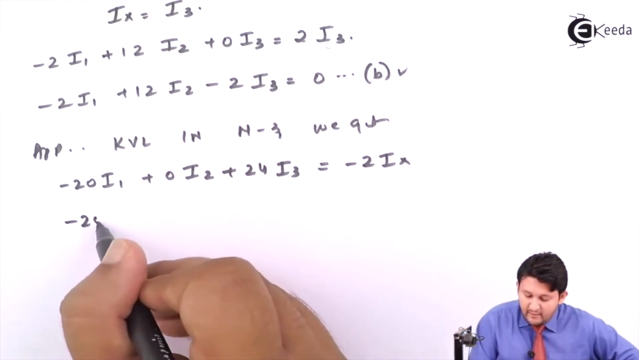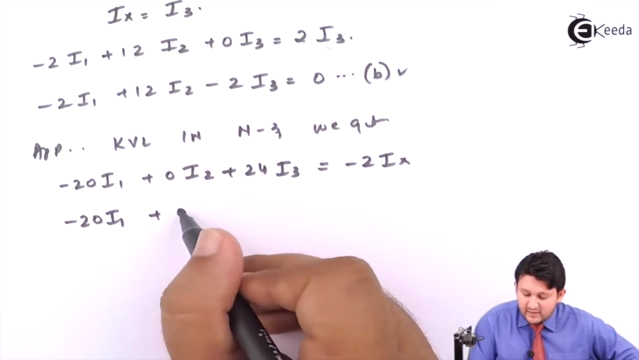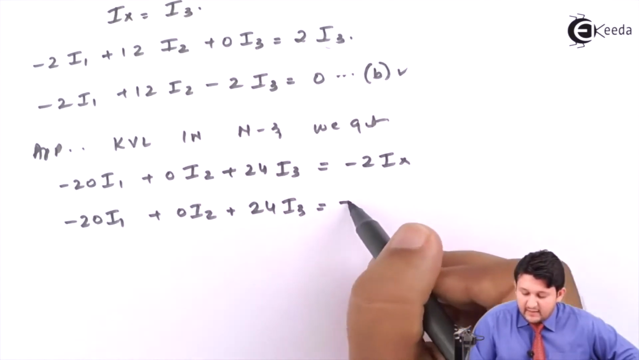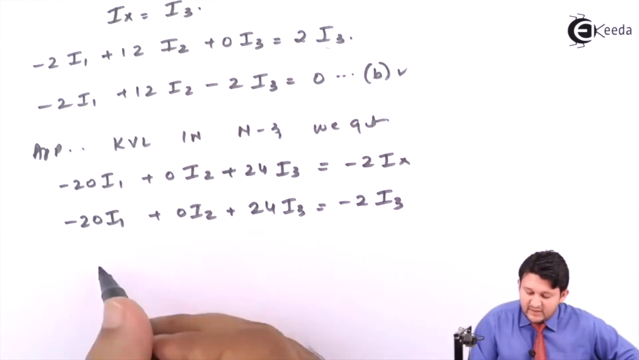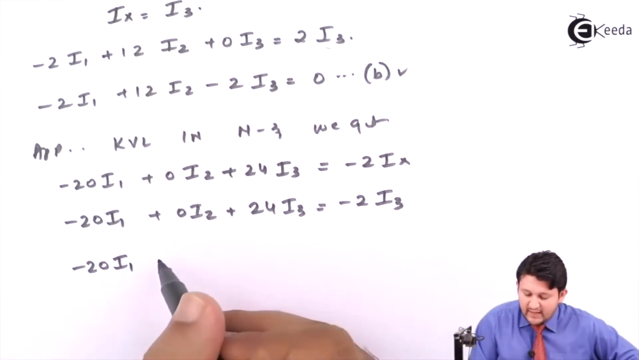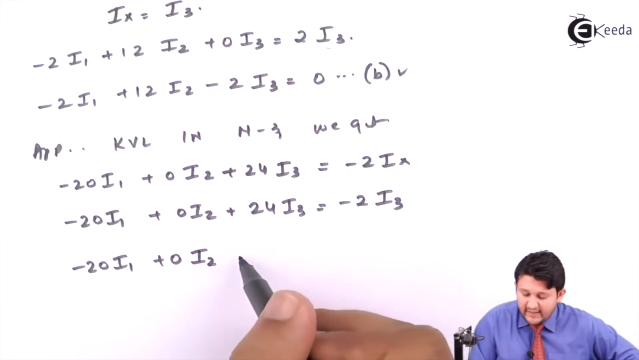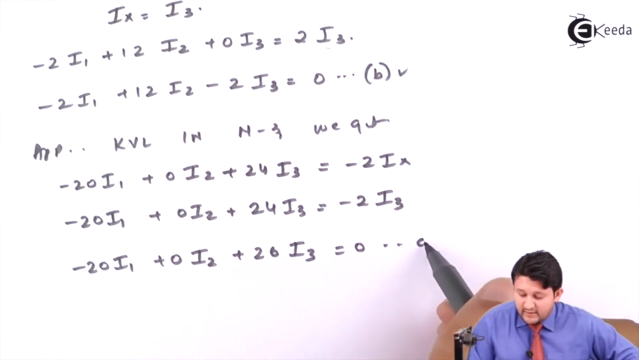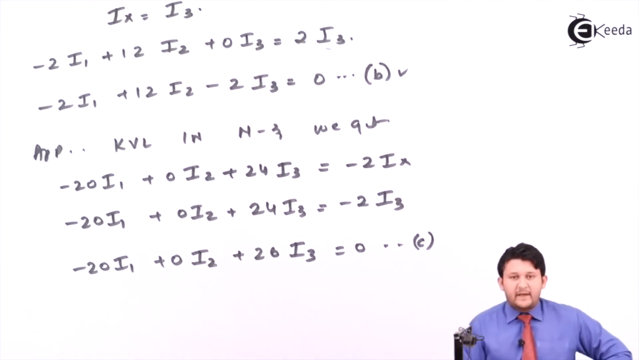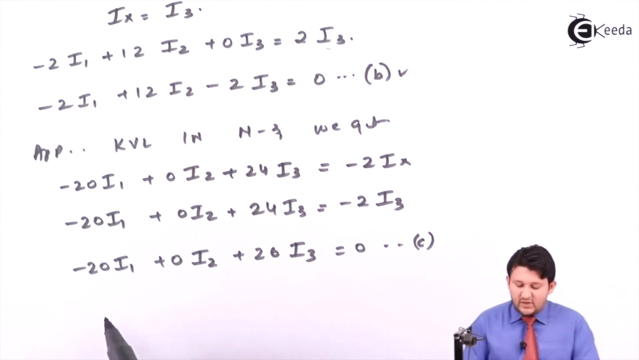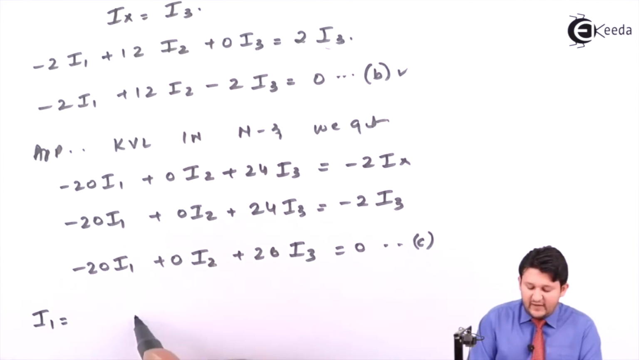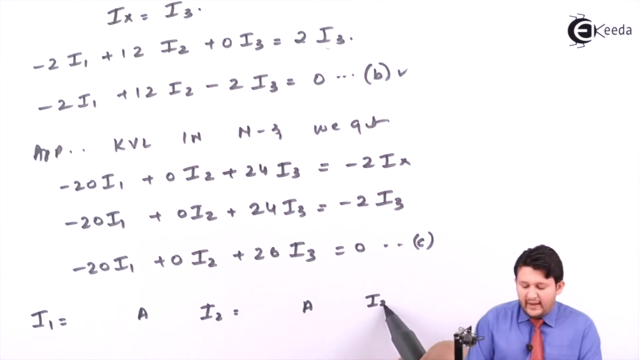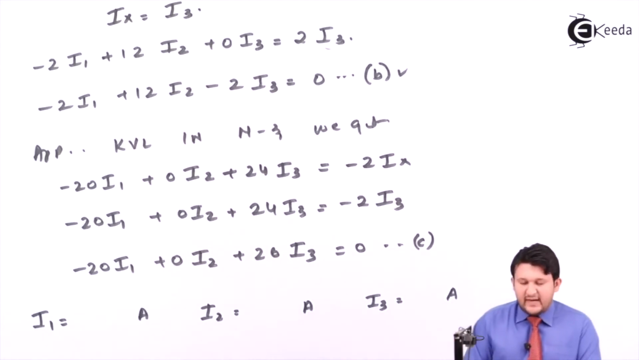So you will get minus 20 I1, this will be 0 I2 plus 24 I3, this will be minus 2 I3. Shift this side. This will be minus 20 I1 plus 0 I2 plus 26 I3 equal to 0. This will be equation number 3. So you have three unknowns, three equations. Solve it by using a scientific calculator. You will get the value of I1, I2 and I3. So that will be the logic.